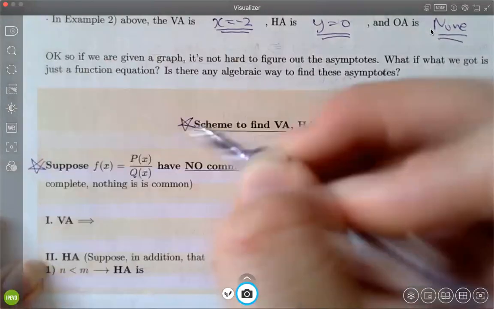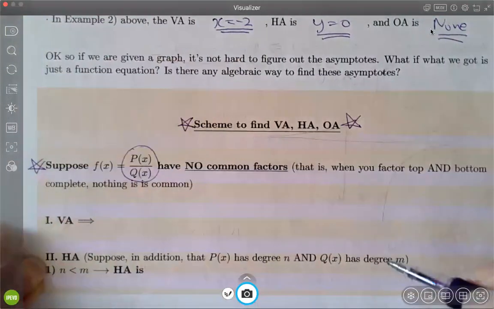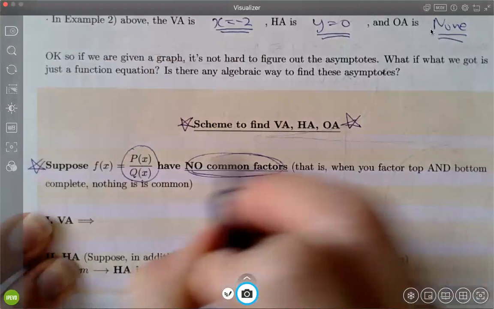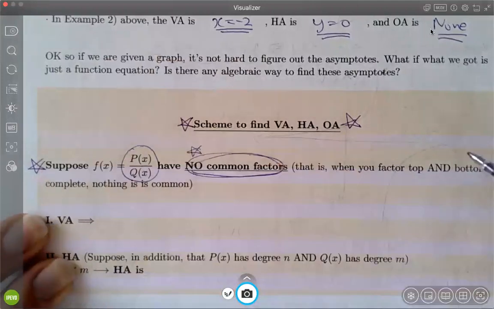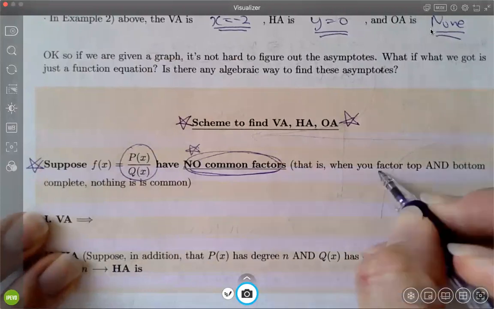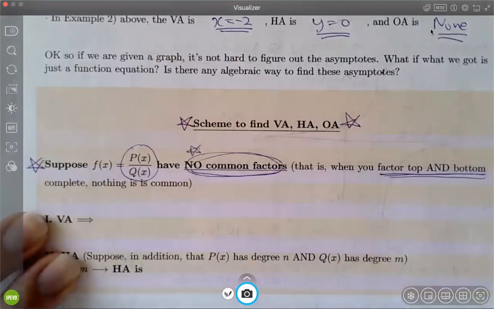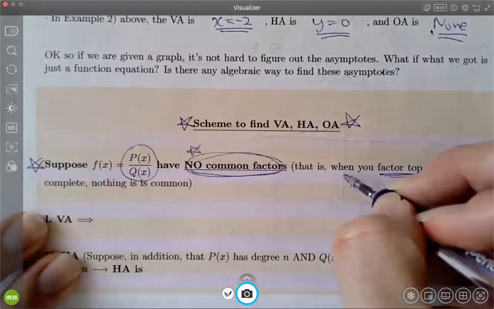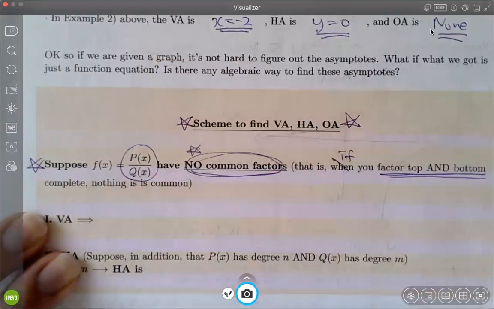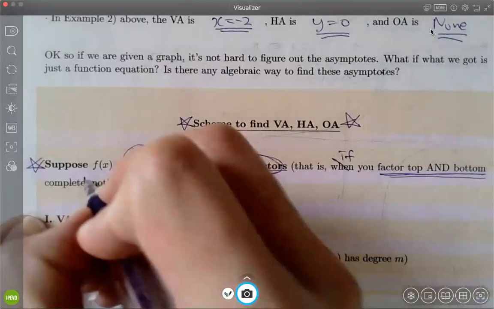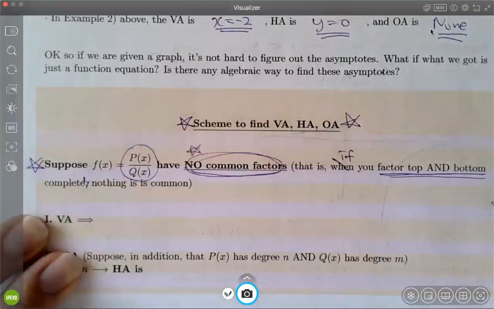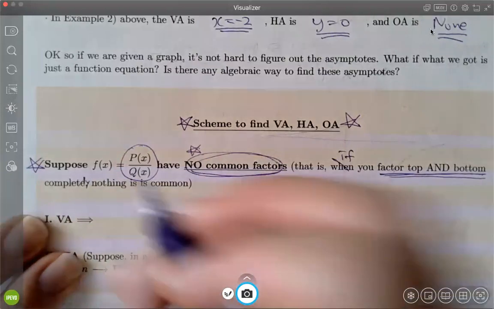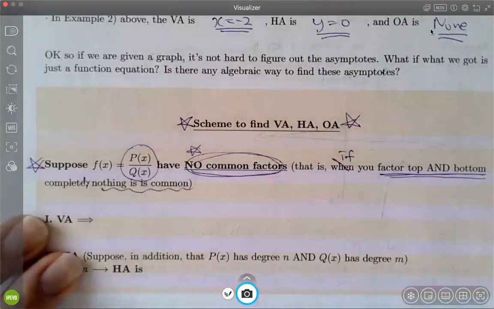Suppose our rational function p of x over q of x has no common factors. Now, what does that mean, having no common factors? If possible, when you factor top and or bottom completely, nothing is in common. Okay, so that's what I mean by having no common factors.